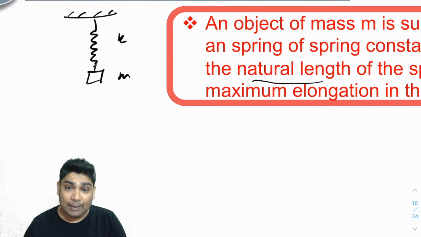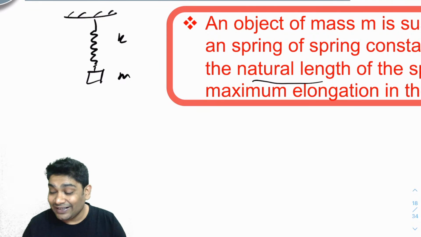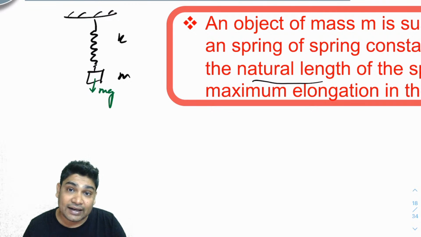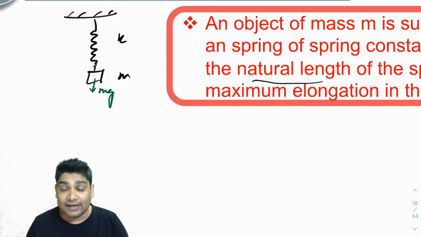So imagine what is happening initially. No, Rishabh, that's the common mistake that people make. The answer is 2mg by k and not mg by k. That is a very, very common mistake, and I will tell you why people make that. Initially, what is happening is that you have a force mg acting downwards. You do not have any spring force acting up, right? Why? Because the spring is at its natural length.